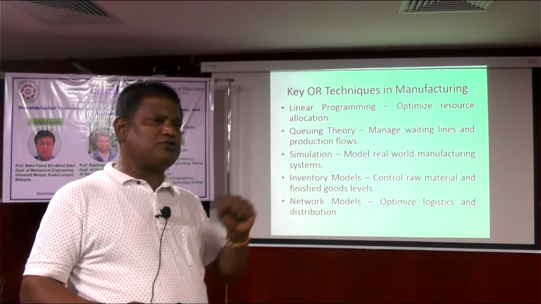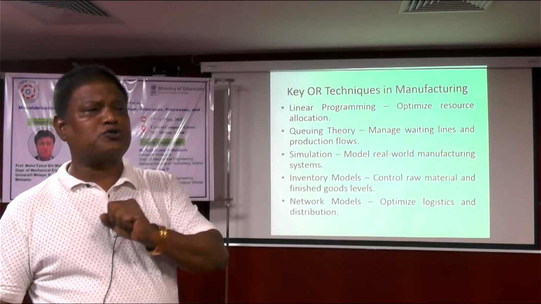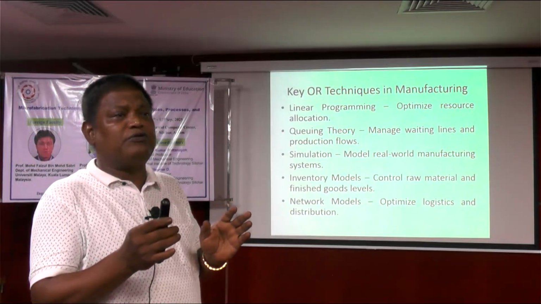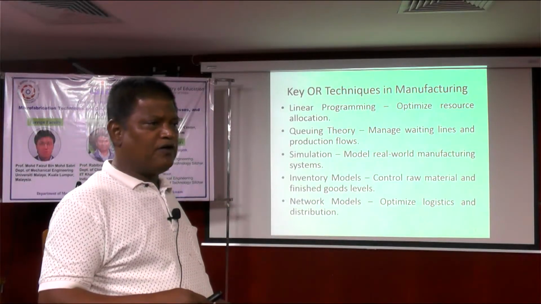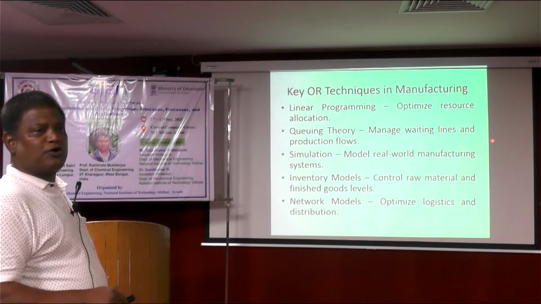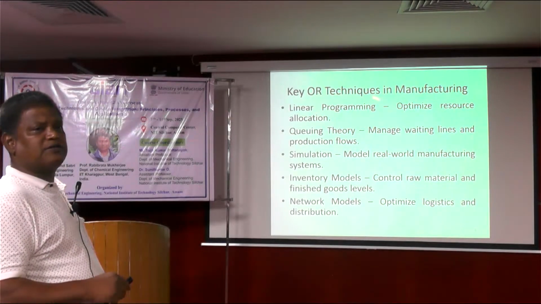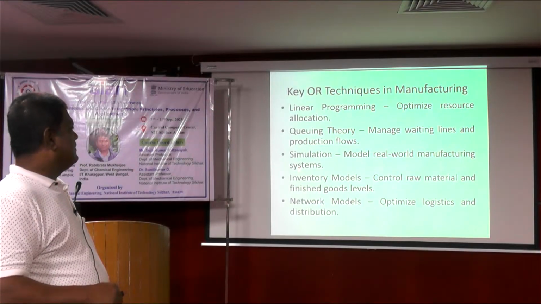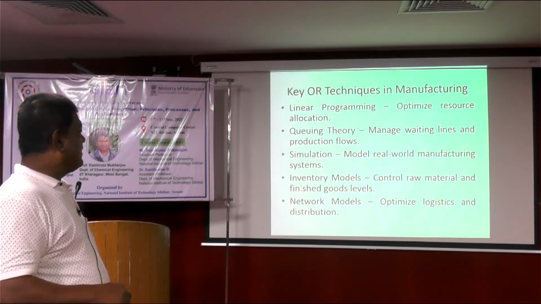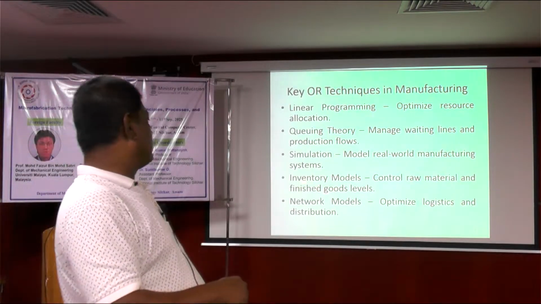Maybe it is human resource, maybe it is their machines, maybe it is their personnel, or maybe their space. So everything they want to utilize to the optimum level, so there should not be any waiting line. So how to utilize them? Yeah, queuing theory tells the best about this. Then simulation, modeling real world manufacturing system. Then inventory model. I'll be coming to this while I'll be discussing different types of things.